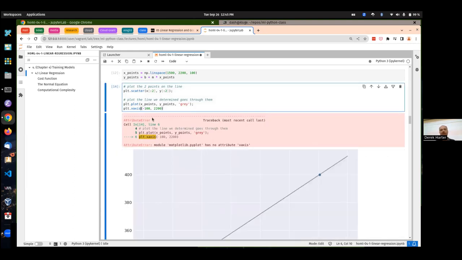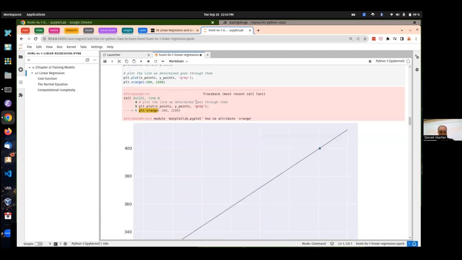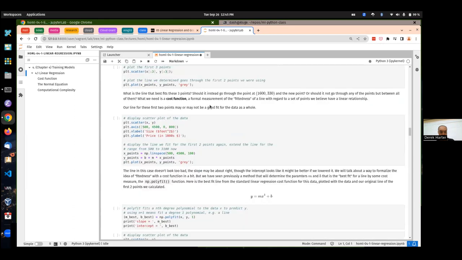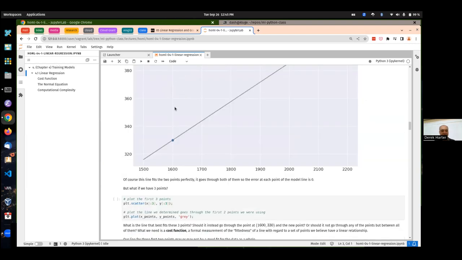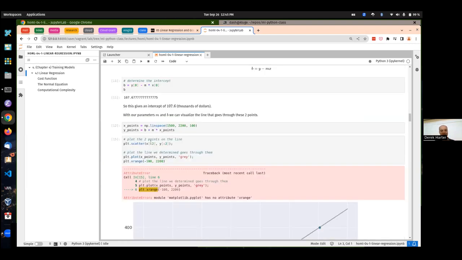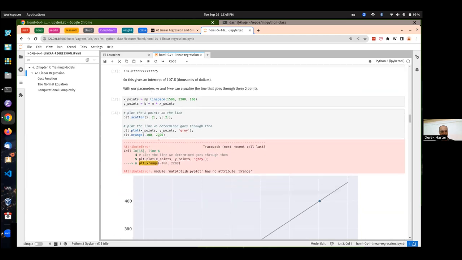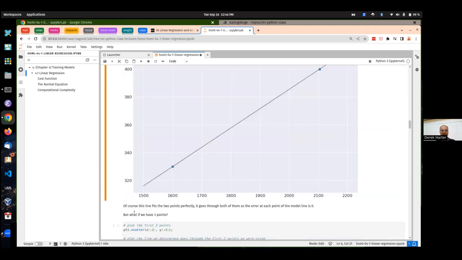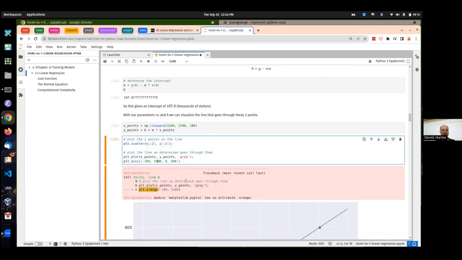What is that function name? X range or something? Or another way you can do it is you can specify both the x and the y. I'm blanking on the name for if you just want to specify the x axis range, but yeah, if we want it to go from negative 100 to 2200, we can specify that.